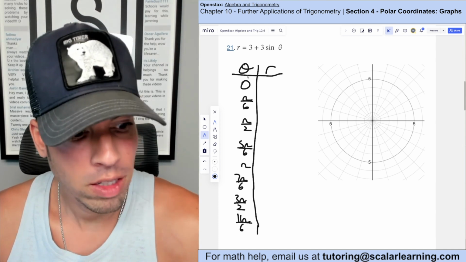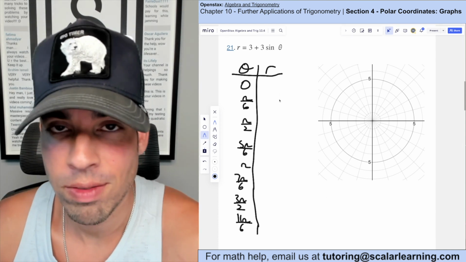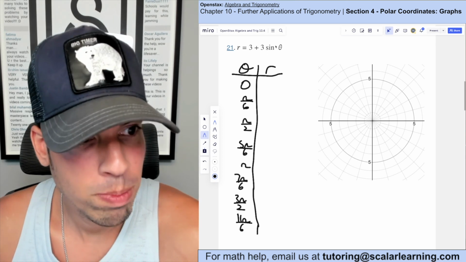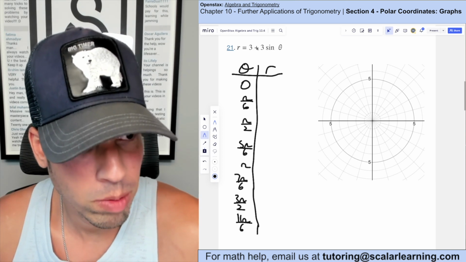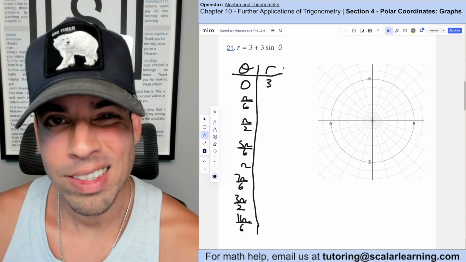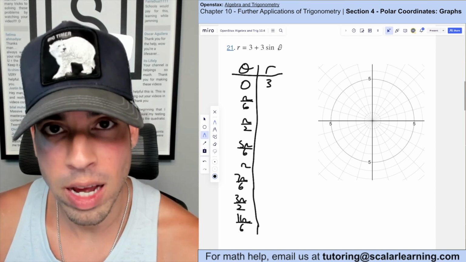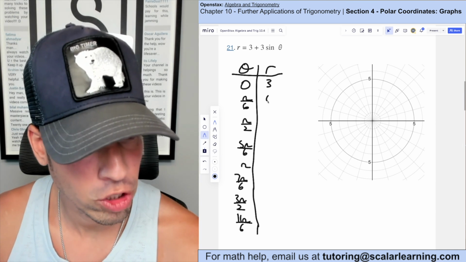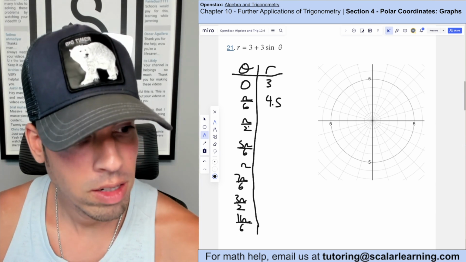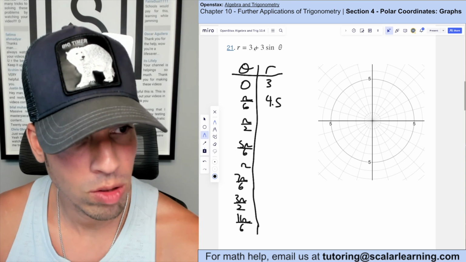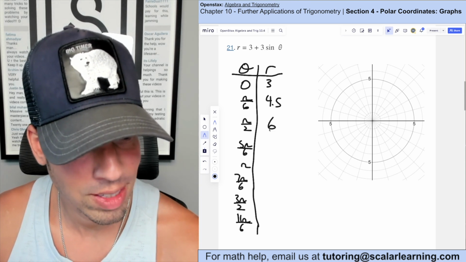So for this one, I'm going to choose values for theta that are easy to plug in and calculate mentally. And this is still going to go all the way around, so it's going to give us a nice full picture. So first, when we plug in 0, sine of 0 is 0, so 3 plus 0 is 3. Sine of pi 6 is 1/2, so it's 3 times 1/2, which is 1.5, plus 3, which is 4.5. Sine of pi halves is 1, so it's going to be 3 plus 3 times 1, which is 6.